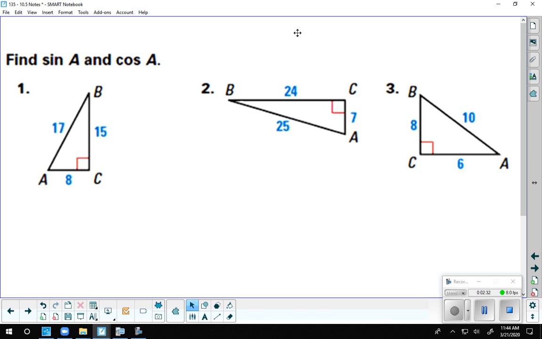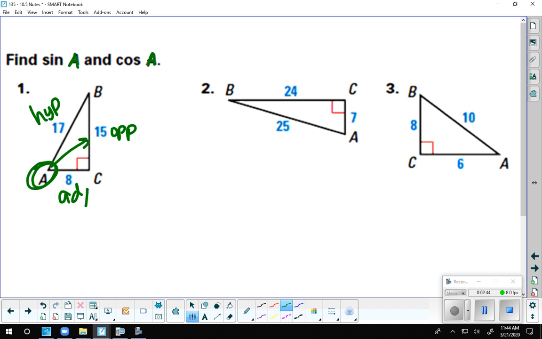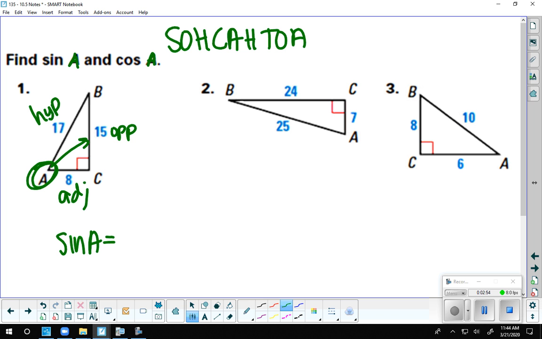So find sine of A and cosine of A. If we're looking at angle A, first label the hypotenuse, across from the 90-degree angle. Next label the opposite side, and then your remaining side is adjacent. So sine of A is, I just write out SOHCAHTOA again. Sine is opposite over hypotenuse, which is 15 over 17.